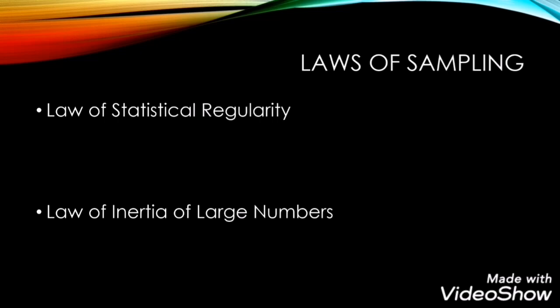Then coming to the next one, the law of inertia of large numbers. This law is a corollary of the law of statistical regularity. It is of great significance in the theory of sampling. It states that other things being equal, the larger the size of the sample, the more accurate the results are likely to be. To put it in a nutshell, the law of statistical regularity emphasizes random selection, and the law of inertia of large numbers focuses on large sample size.